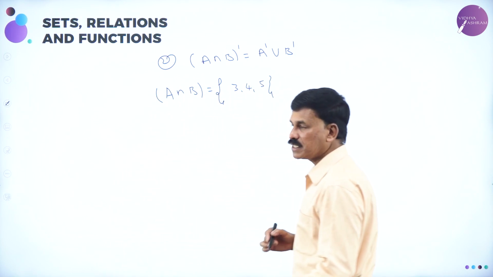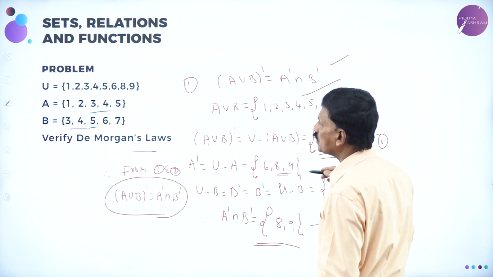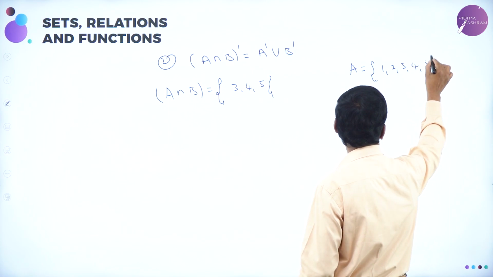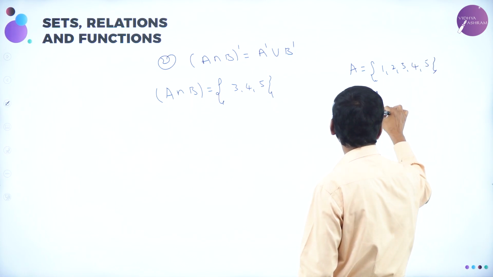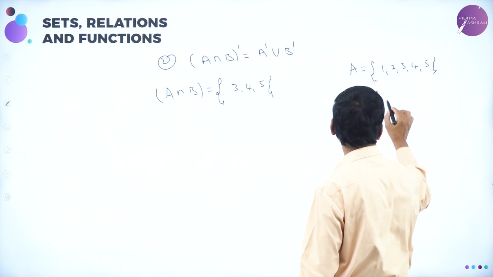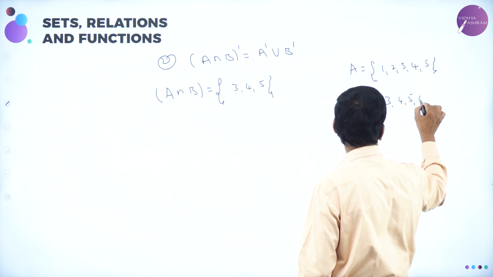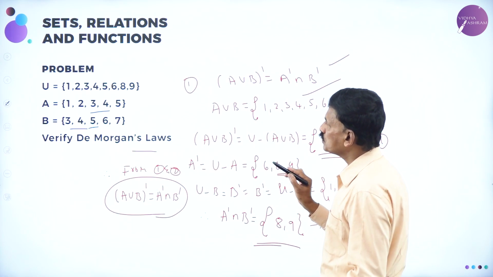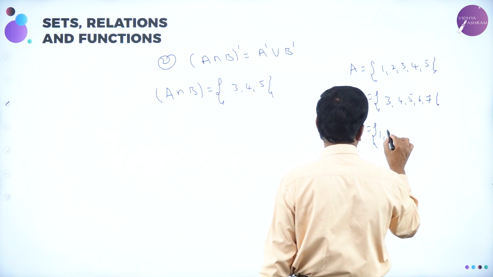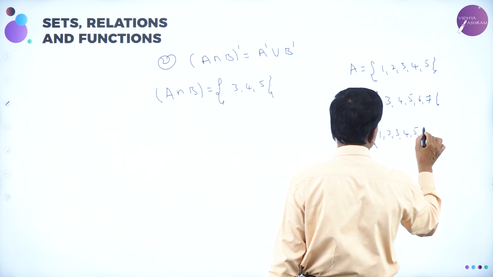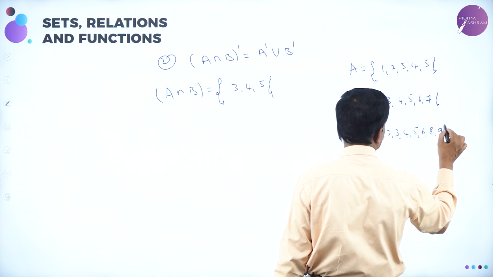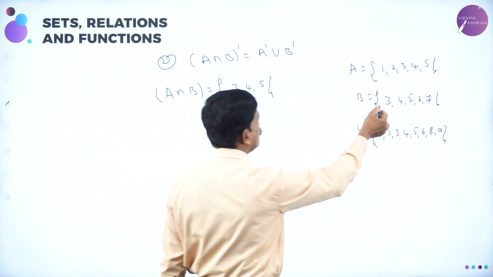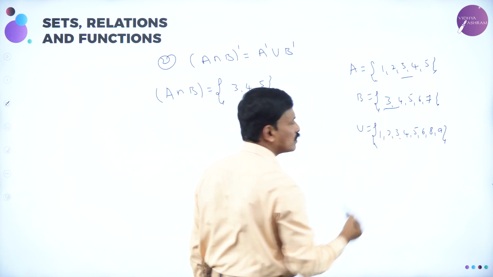Okay. Let me write the values of A. A is equal to 1, 2, 3, 4, 5. And what does B contain? B contains 3, 4, 5, 6, 7. And what does U contain? U contains 1, 2, 3, 4, 5, 6, 8, 9. 7 is not there. Okay. These are the elements given. Now, A intersection B, the common in A and B is 3, 4, 5.